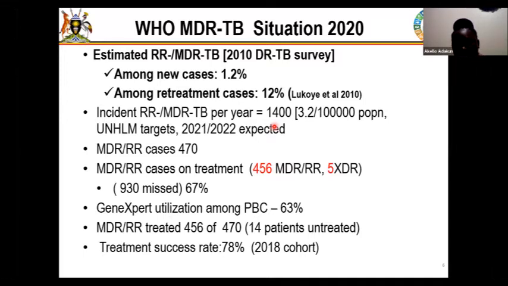The GeneXpert is a test that diagnoses that there is TB, but also goes ahead to say whether the TB is drug-resistant to rifampicin. It has a low utilization of 63%. So even this is a low surveillance rate. We need to ensure that all the GeneXpert machines that we have are used to ensure that we catch any positive result, and these patients are managed accordingly.